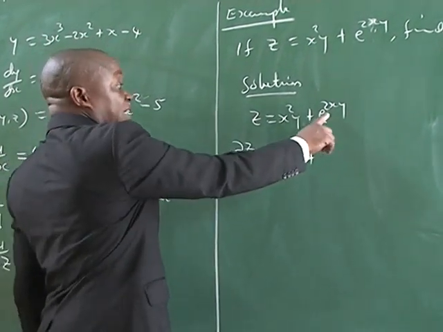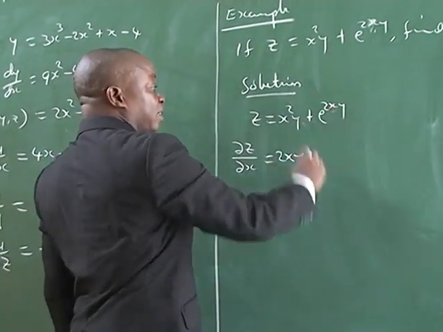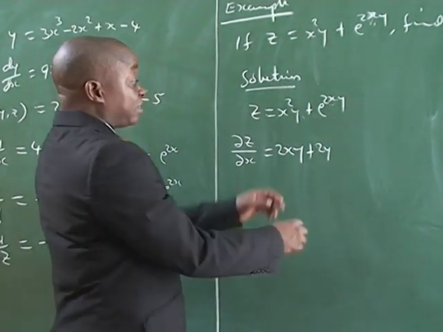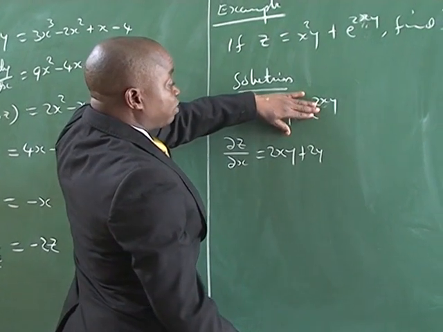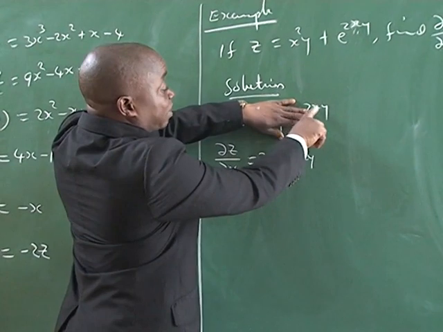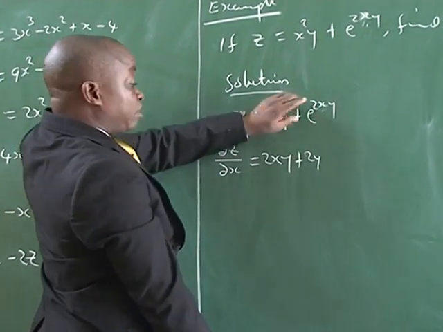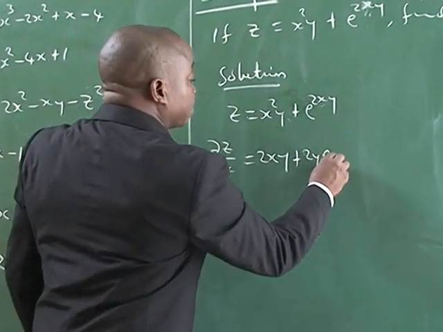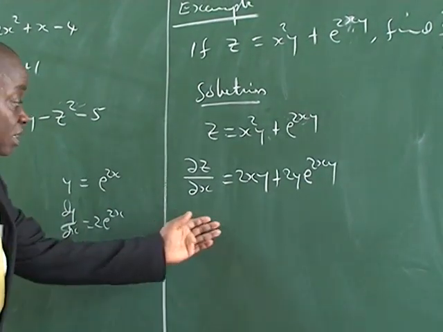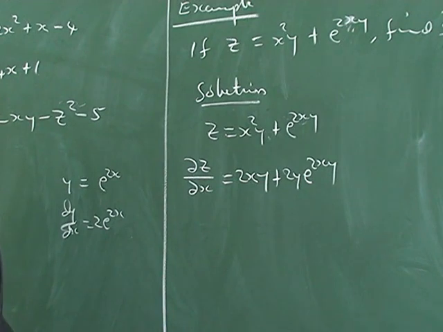What I'm going to do here, if I differentiate here with respect to x, I will have 2y, because assuming there was no exponential, it was only this one. So if I differentiate with respect to x, I will have 2y. So I bring it down. Then exponential 2xy also exists. So this is how I'm going to differentiate with respect to x.